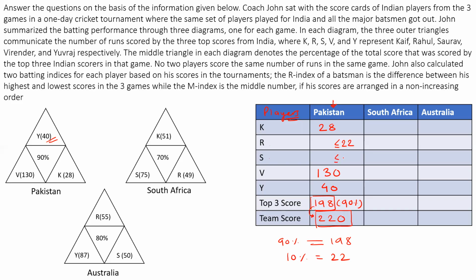Similarly, for Saurav, what is the range? Less than or equal to 21. Minimum score can be 0, maximum score can be 22. I hope this point is clear to everyone.